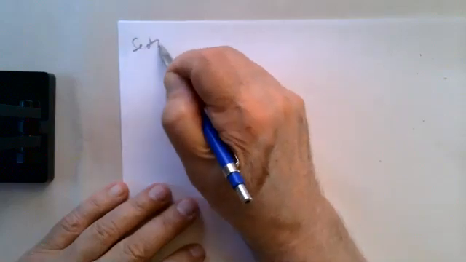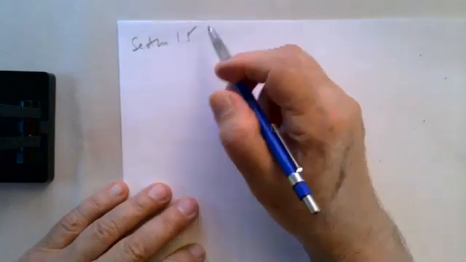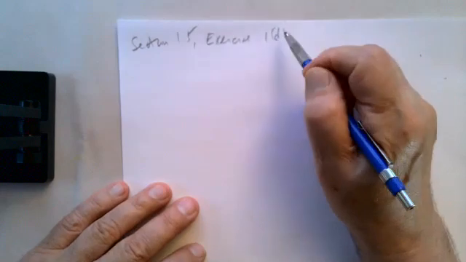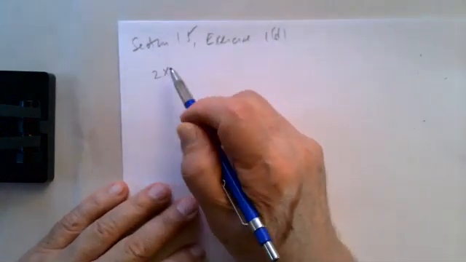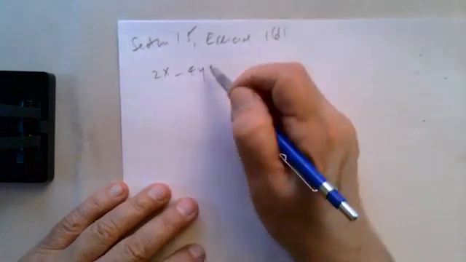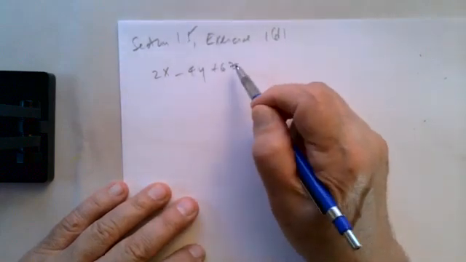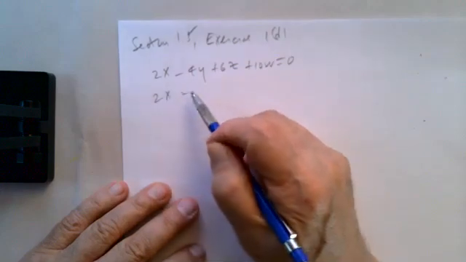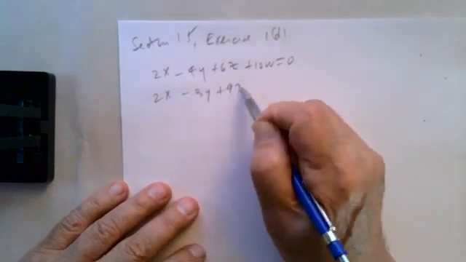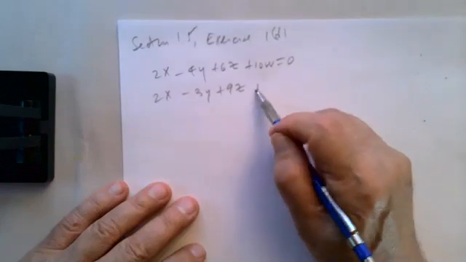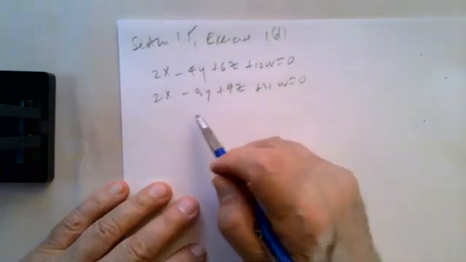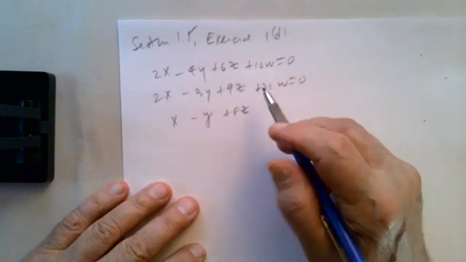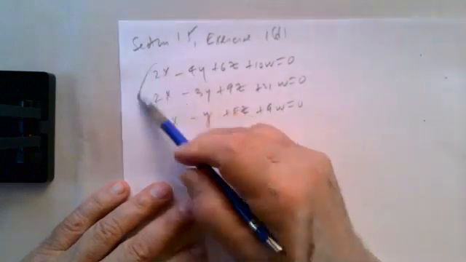So in section 1.5, exercise 1D. So is this it? 2x minus 4y plus 6z plus 10w equals 0. 2x minus 3y plus 9z plus 21w equals 0. x minus y plus 8z plus 9w equals 0.